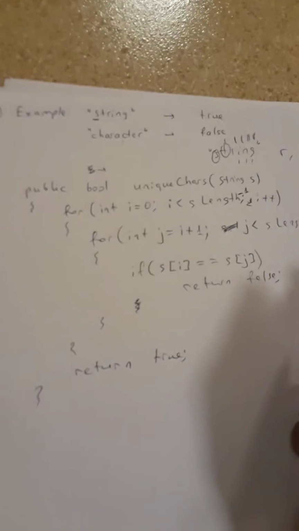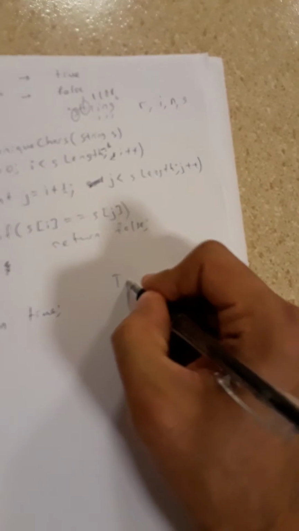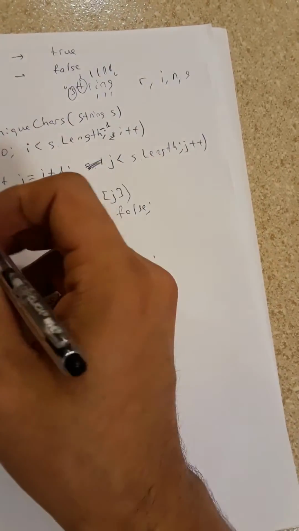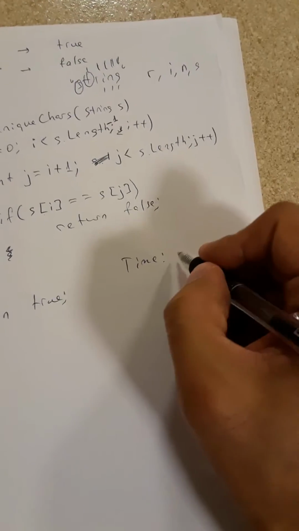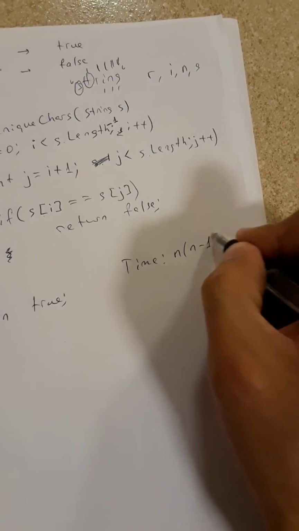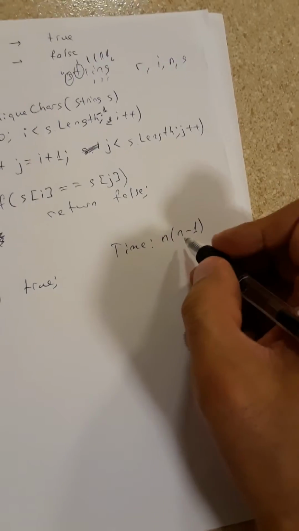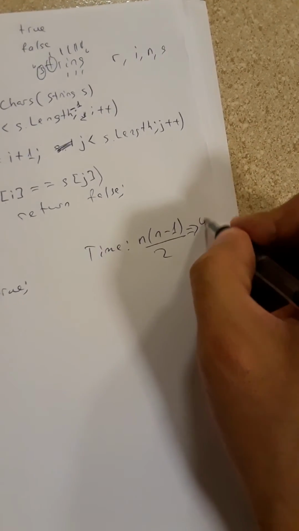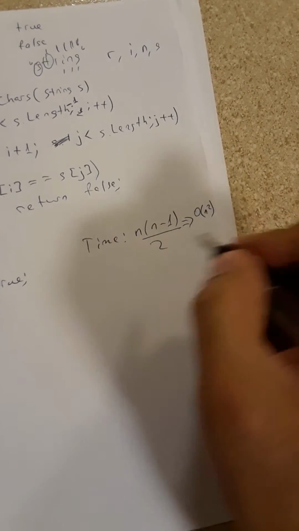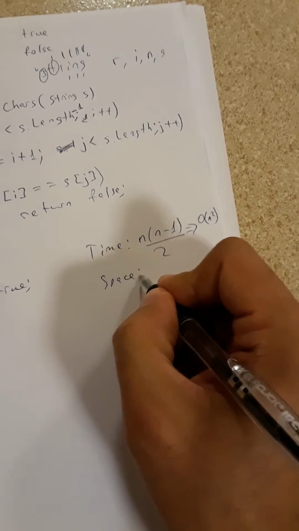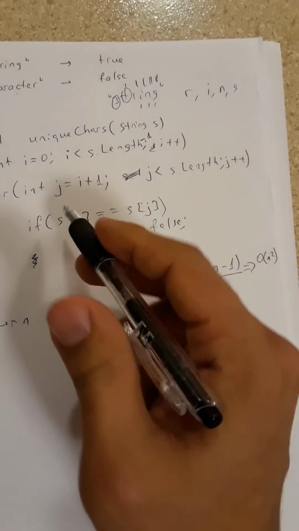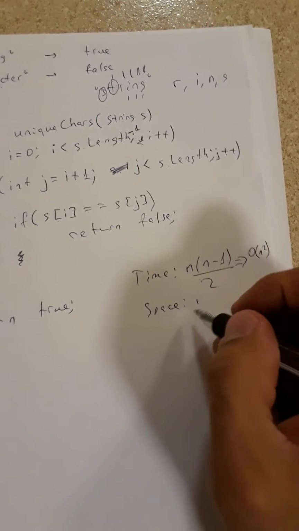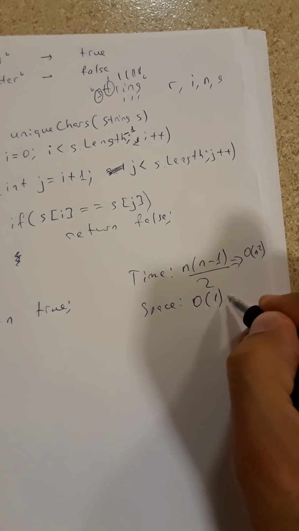And the time complexity for it, since we are using two for loops, will be n multiplied by n minus 1 divided by 2. So basically it is order of n squared, and space, since we are just defining two integers in the for loops, will be order of 1.